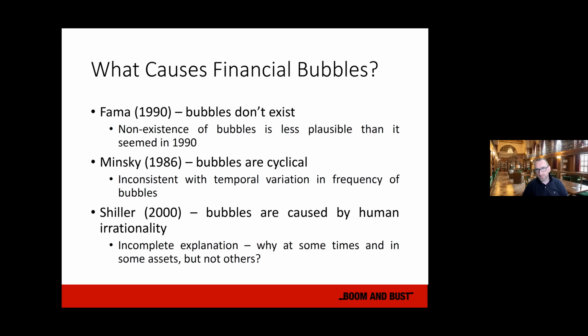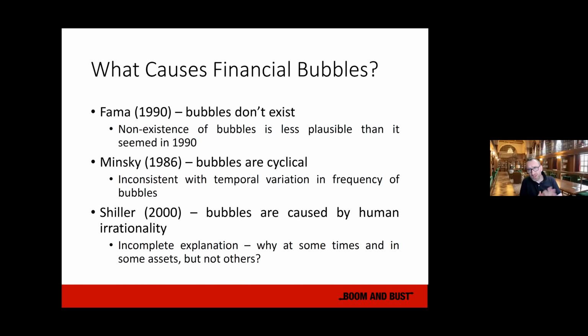So again, Fama: bubbles don't exist. Now Fama said that in 1990, and I think the non-existence of bubbles is a lot less plausible today than it was in 1990, because since then the Japanese bubble popped, the dot-com happened, the subprime. There have been several bubbles in China. We've possibly been living through a bubble, so I don't think that's plausible anymore.